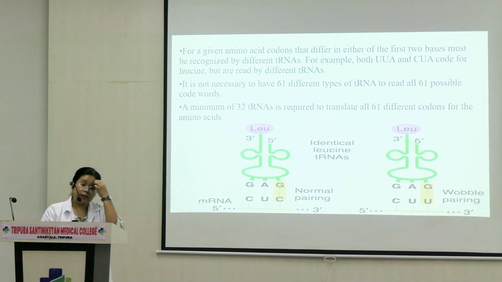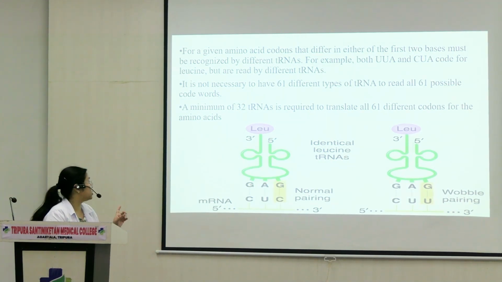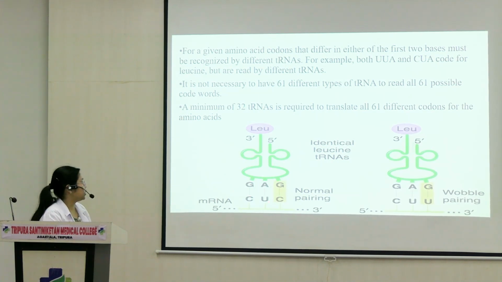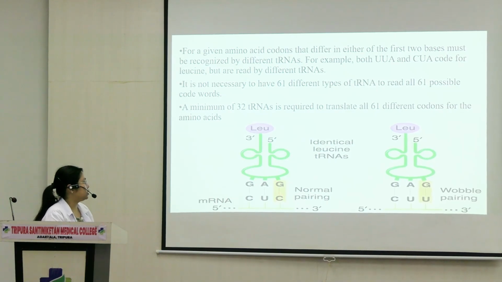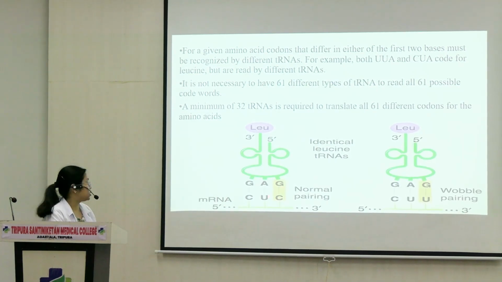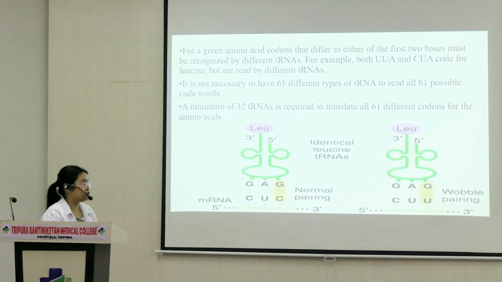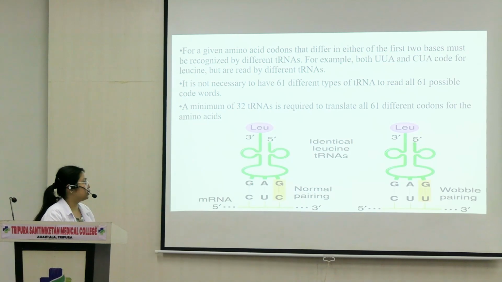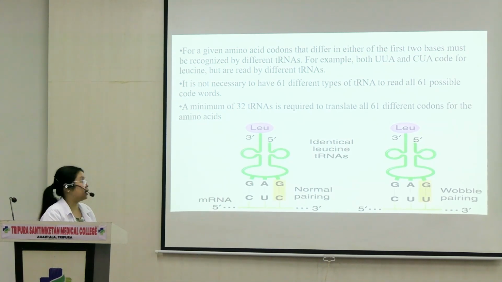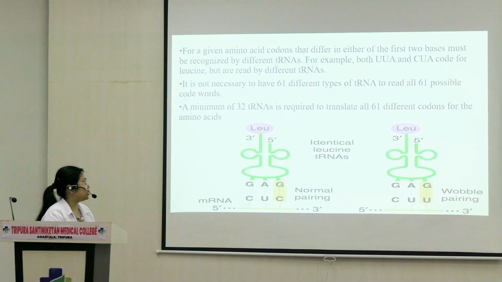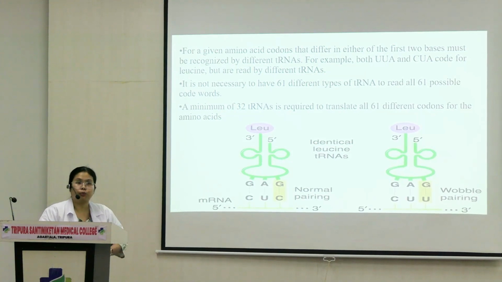So if the first two nucleotides of the codons are the same, you can see here CUC represents leucine. CUU also represents leucine. CU is the same, the first two nucleotides are the same, but the third nucleotide, C and U, are different. On this side it is C, on this side it is U, so they are different nucleotides. The last nucleotide is different, so they will have the same tRNA. Just because the third one is different, the same tRNA will code for both of them.